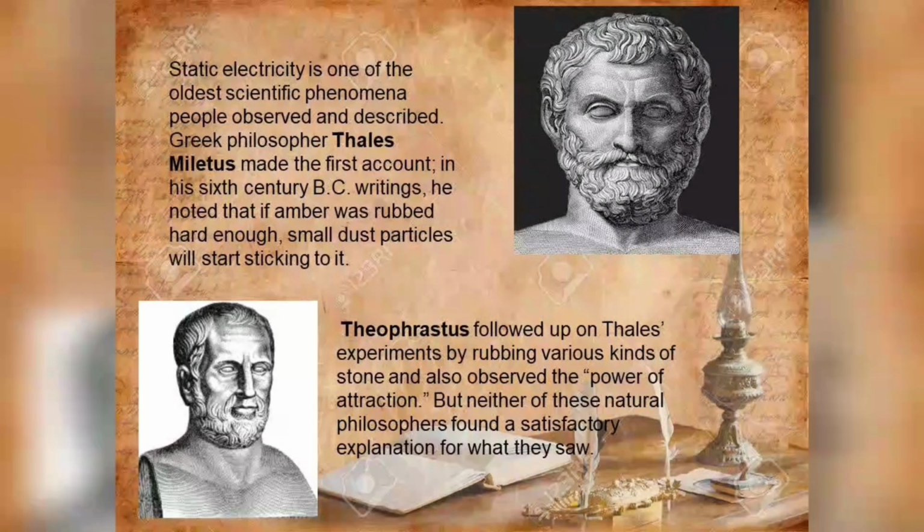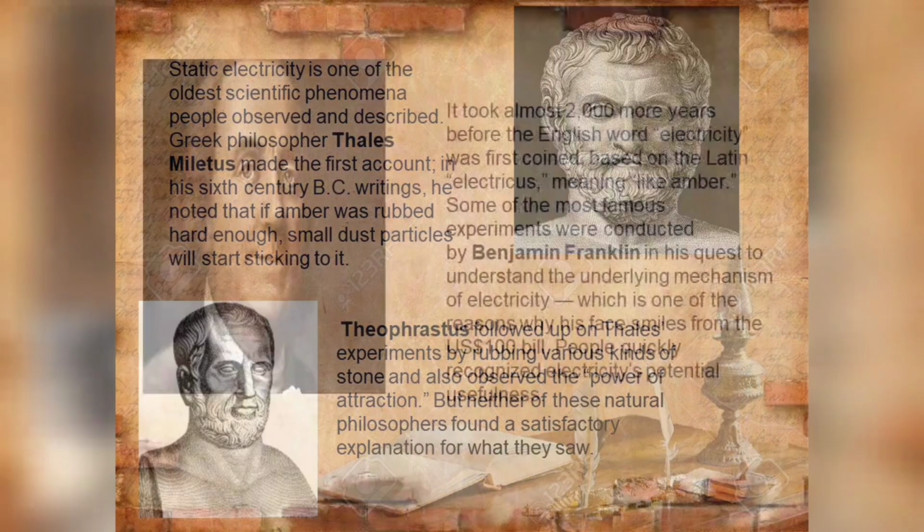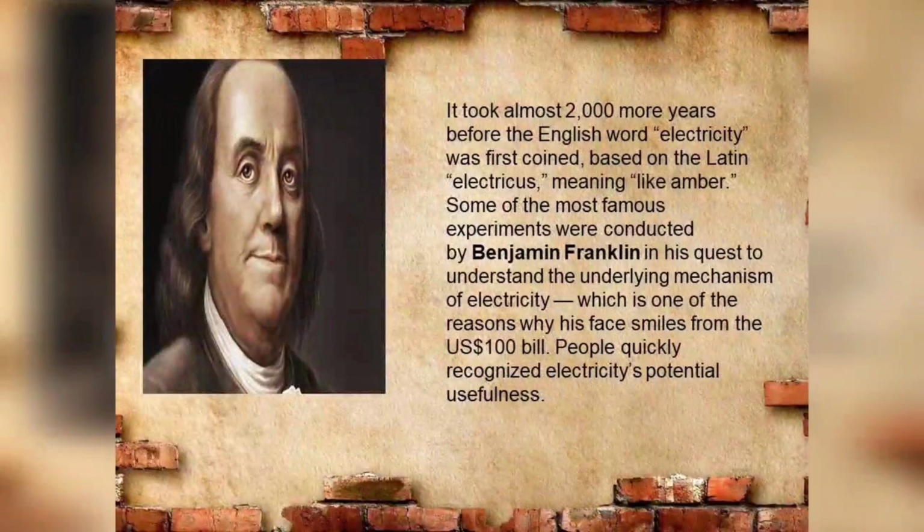Theophrastus followed up on Thales' experiments by rubbing various kinds of stone and also observed the power of attraction. But neither of these natural philosophers found a satisfactory explanation for what they saw. It took almost 2,000 more years before the English word electricity was first coined, based on the Latin electricus, meaning like amber.